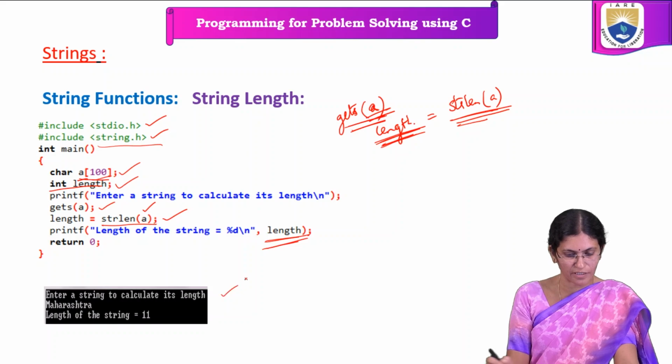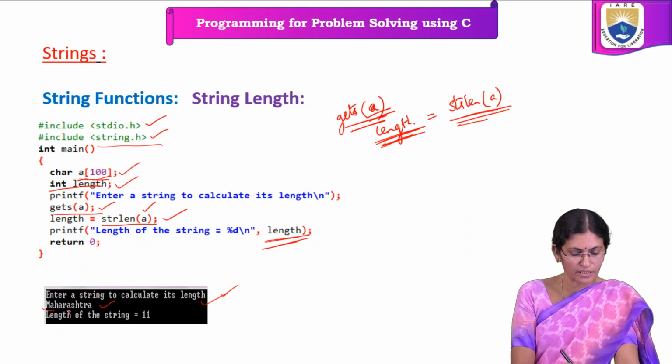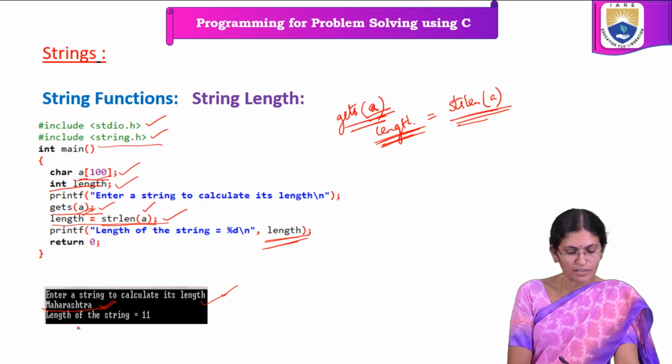Here is a test case which is evaluated for this program. Enter a string to calculate its length. If we write Maharashtra, with the help of this gets function, we can read the string into the variable a. So if Maharashtra is given, it will calculate the length and we can obtain the length of the string. In this we have 1, 2, 3, 4, 5, 6, 7, 8, 9, 10, 11. So there are 11 characters.